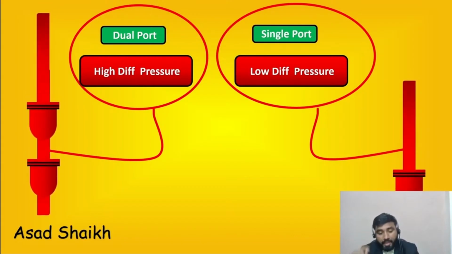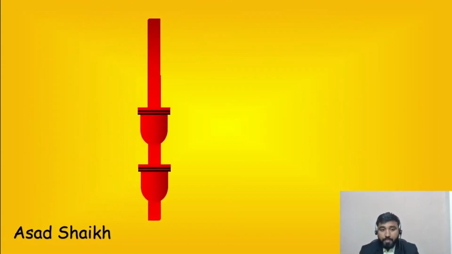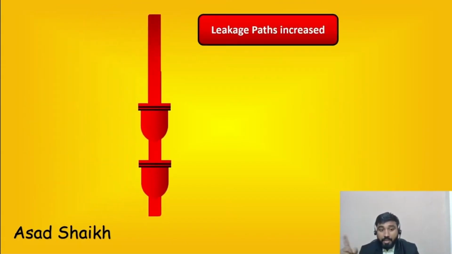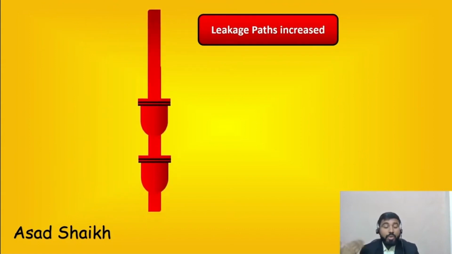Okay, now let's look into answering the question of why it is not used in most of the applications. The first important thing is leakage paths are increased. You have one point of contact with the fluid. There, if the shutoff is not good, you will have some fluid leaking. If you have two ports, definitely it's going to have 4 paths of leakage available.